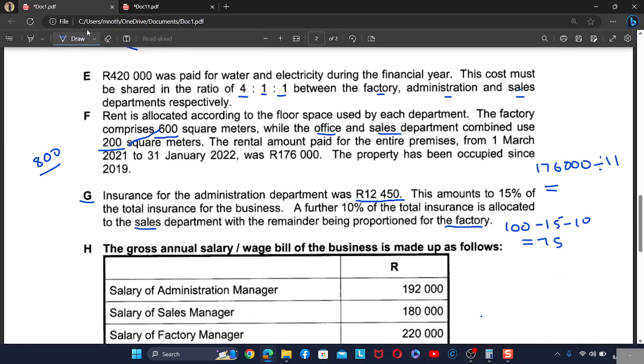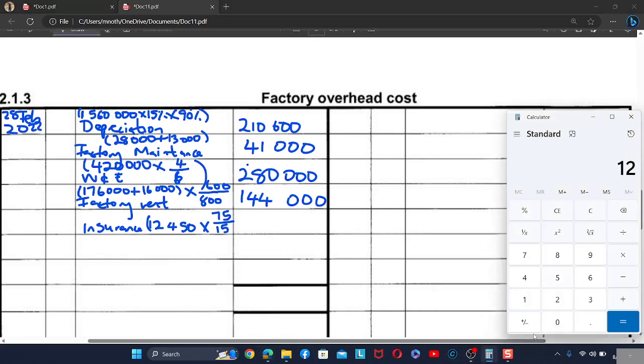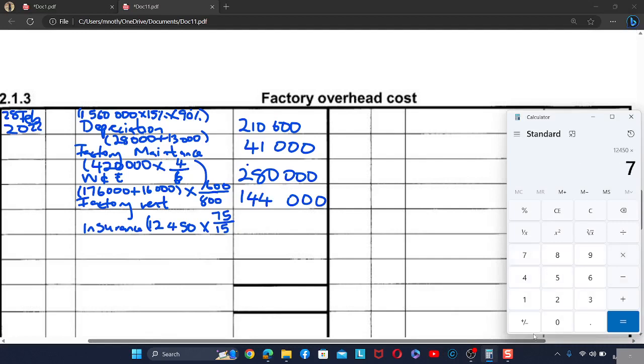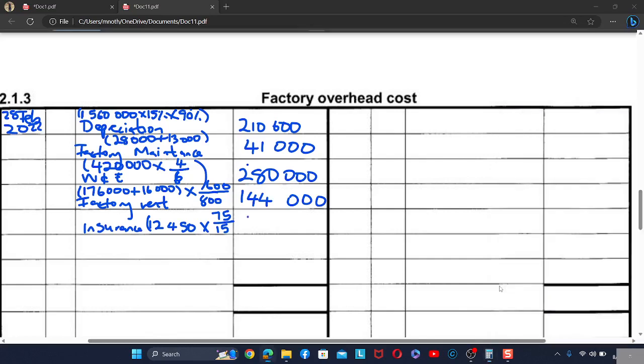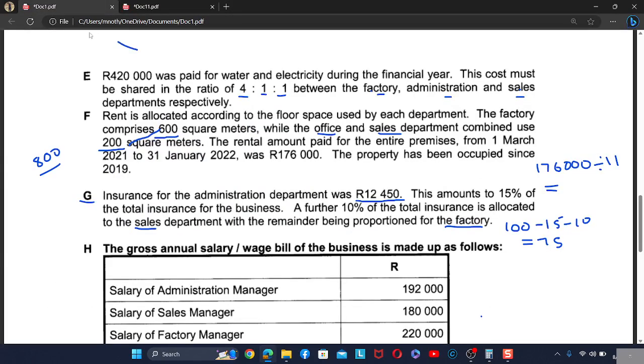So we have 12,450 multiplied by... So I said below we put what we have. What we have is 12,450, which is for the admin, and the admin is 15%, right? What we want is the factory. So the factory is 75%. So 12,450 multiplied by 75 divided by 15. That is going to be 62,250, right? Let's continue.